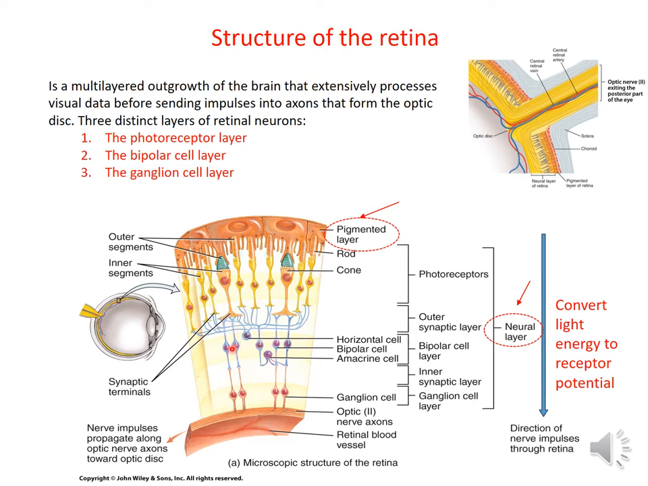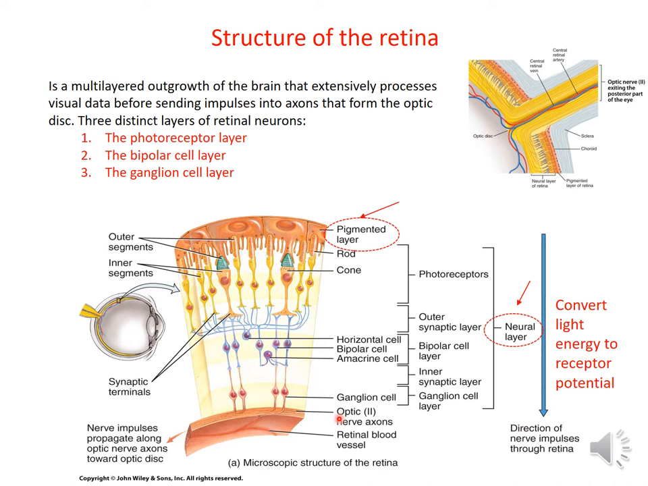We have here rods and cones, synapsing with bipolar cells, that synapse with the ganglion cells. And the ganglion cells are the cells that produce the action potential, or the nerve impulse, and the axons of the ganglion cells conduct the action potential to the brain. Here, that is the direction of the light, from inward to outward, while the conversion of the light energy into receptor potential and action potential is coming from rods and cones to bipolar cells to the ganglion cells. That is the direction of the electrical events occurring in the retina.